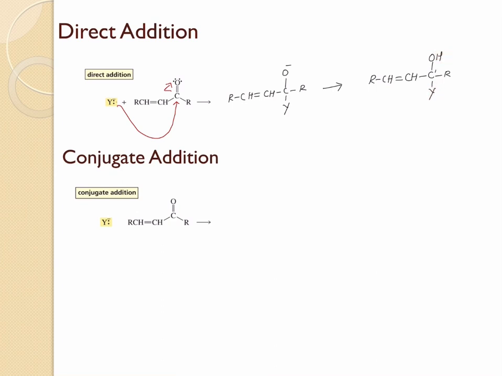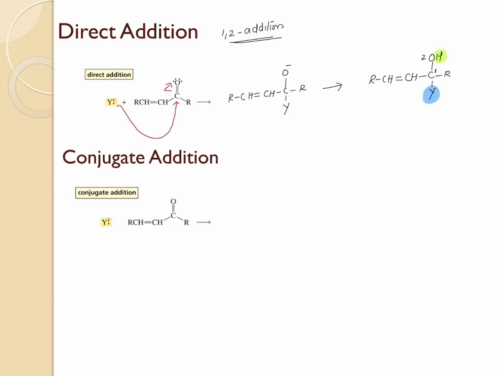Let's say we give a number 1 for this carbon. This number has got nothing to do with the nomenclature. And this next position would be 2. So the two groups, the Y and the hydrogen, are getting added to the 1 and 2 positions respectively. Therefore, this is also called 1,2 addition.